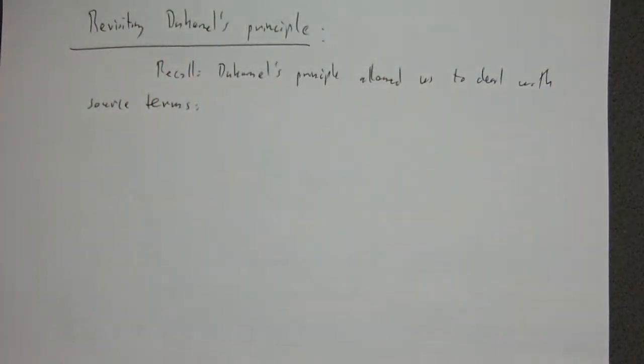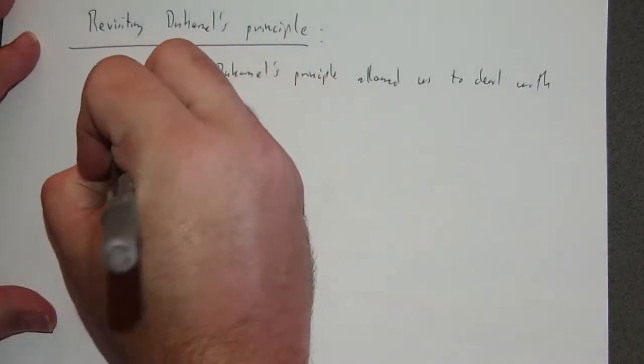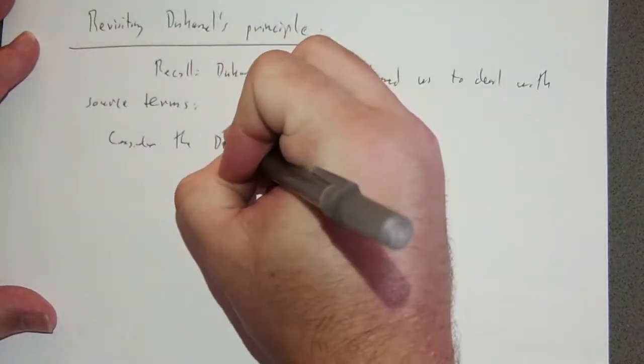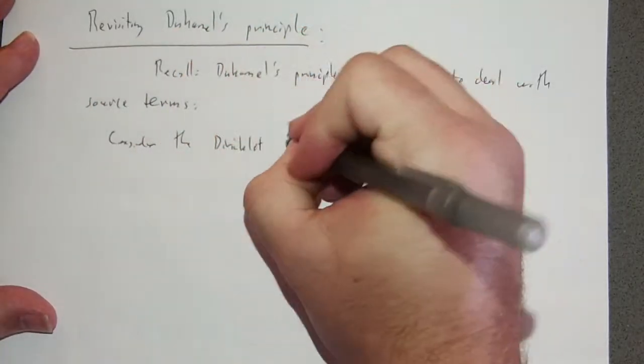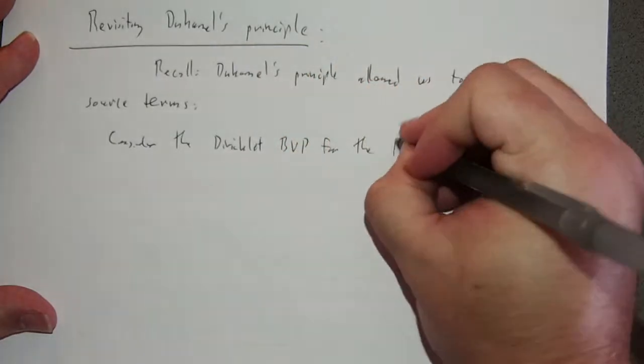So I'm going to choose Dirichlet conditions here instead, but we could talk about this for other types of boundary conditions. I'm just going to do this for the Dirichlet case. So consider the Dirichlet BVP for the following.